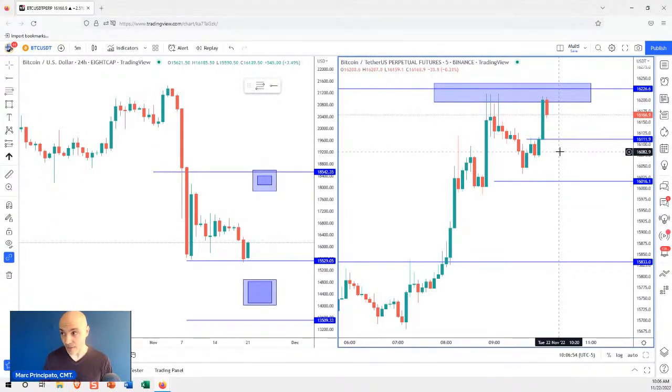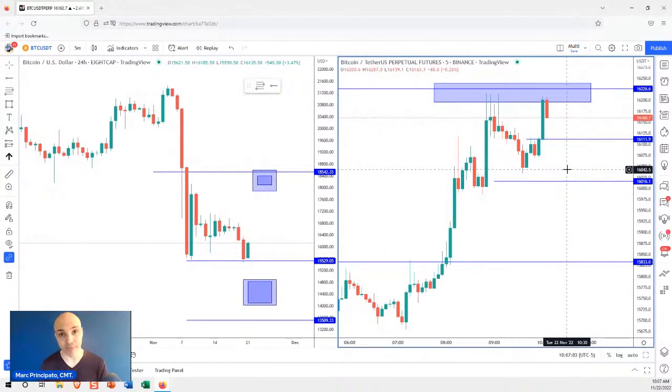Okay. But again, there's going to be times where it goes right to your stop, stops you right out, turns right around and goes right to the target. That is going to happen. Markets are random. There's no way around that. So you just have to accept that's how the game is played.